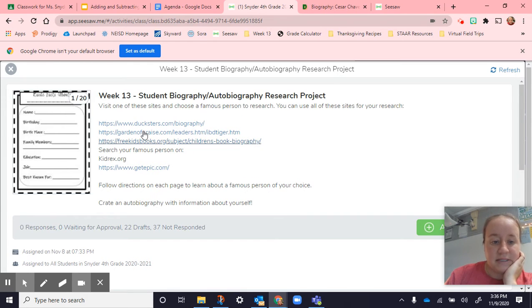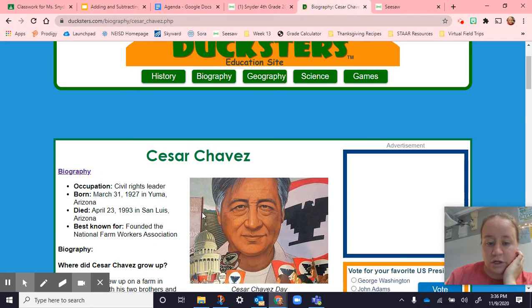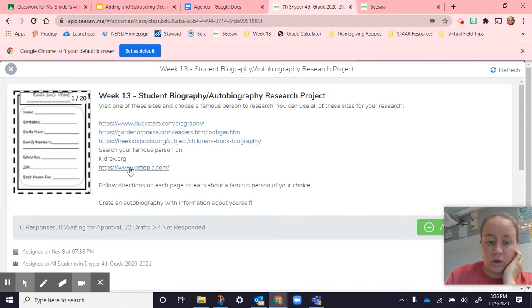And again, these are websites. These first 3 are some. You don't just have to go to this one page and get all your information in this one page. You can go here, then you could go to Epic, type in Cesar Chavez, see if there's anything else there that's about him. It doesn't have to be just one site. You can pull information from different places and add it all together to make it look really nice.